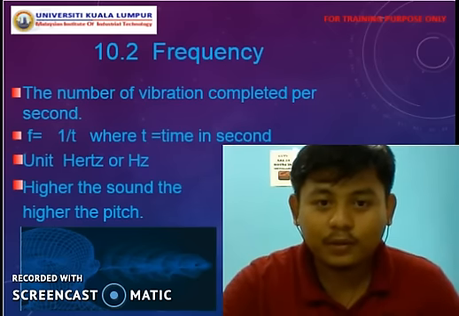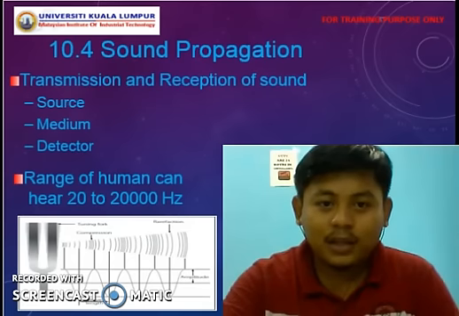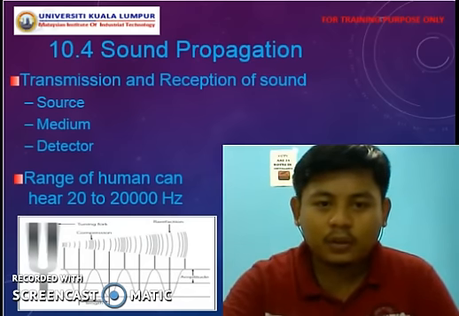And the next is frequency, the number of vibrations completed per second. F equals 1 over T, where T equals time in seconds. Unit hertz or Hz. The higher the sound, the higher the pitch. And then is sound propagation. Transmission and reception of sound involves a source, medium, and detector. The range a human can hear is 20 to 20,000 Hz.